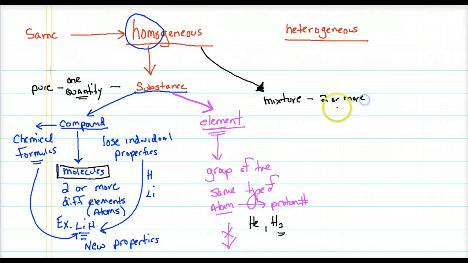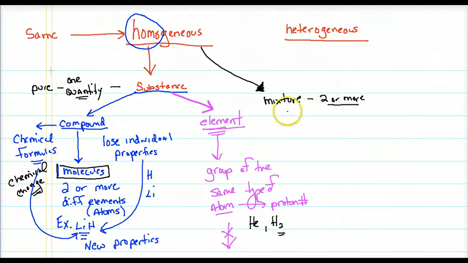Now you may say, Mr. Grotzky, it sounds like a compound. No. Compounds are chemically bonded. Chemical formula means there's a chemical change. There was a bond made. Once bonds are made, chemical formulas are made.